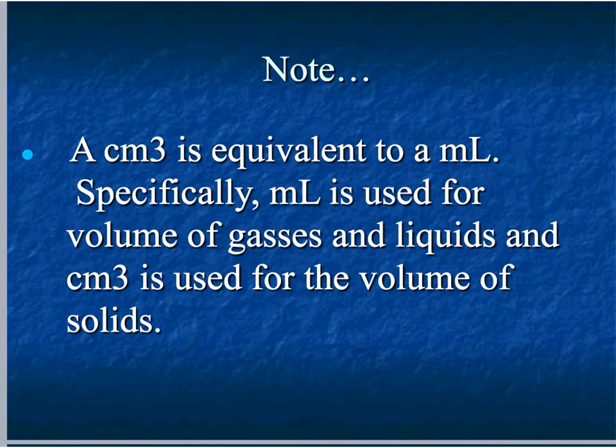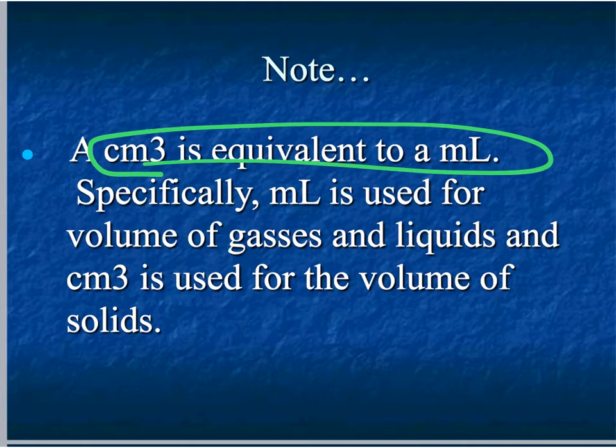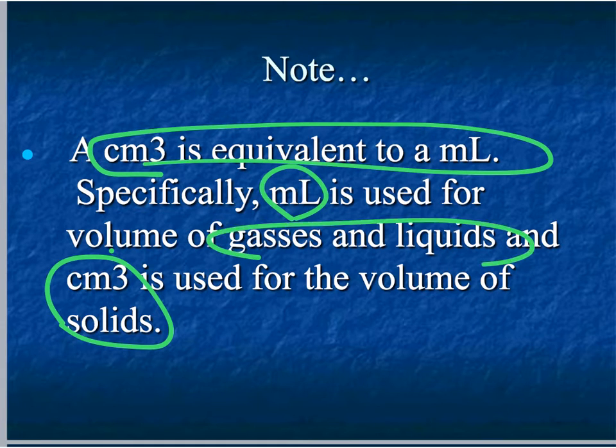A cubic centimeter is equivalent to a milliliter. You need to know that. A milliliter will take up a cubic centimeter. Specifically, milliliter is used for volume of gases and liquids, and a cubic centimeter is used for the volume of solids. So cubic centimeter for solids, milliliter is for gases and liquids. Okay, so I color-coded that for you. You might want to circle that and maybe connect them somehow, right? Connect those. Okay, let's talk about buoyancy.